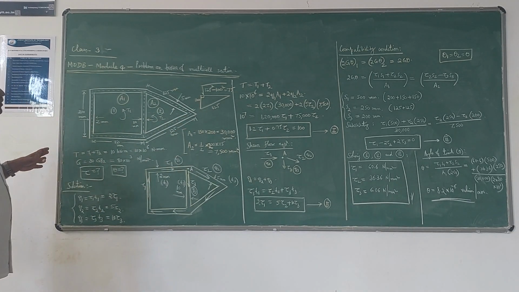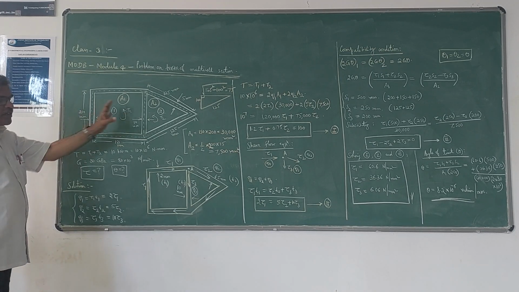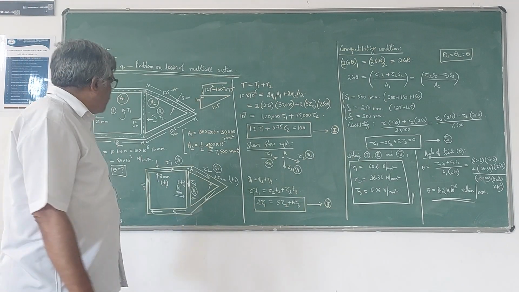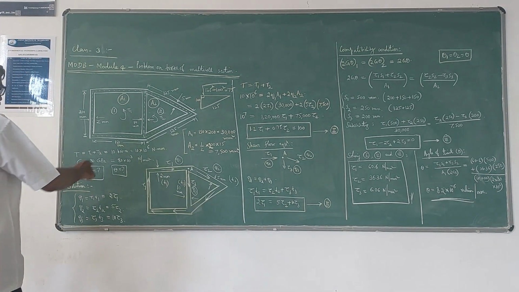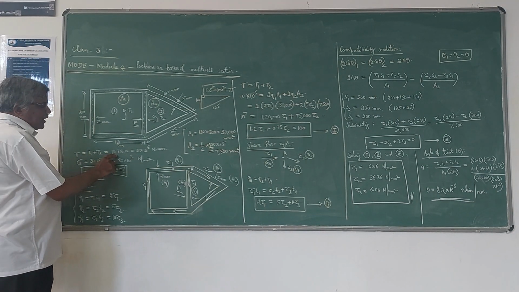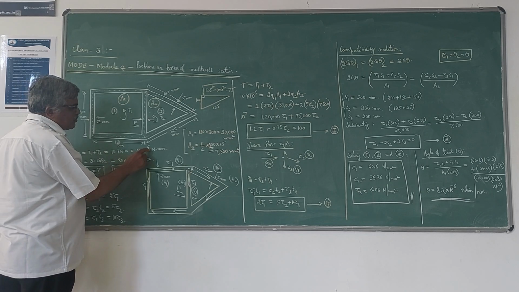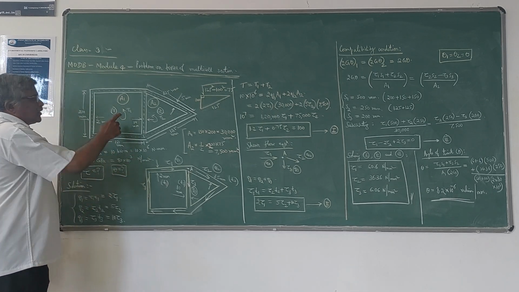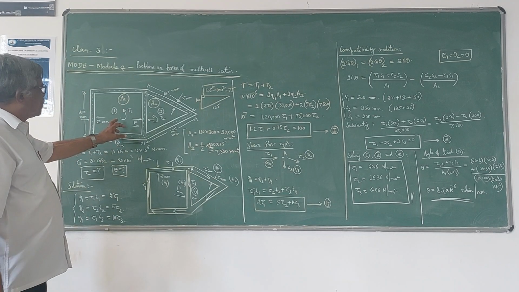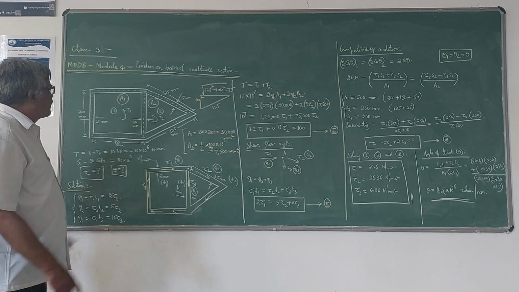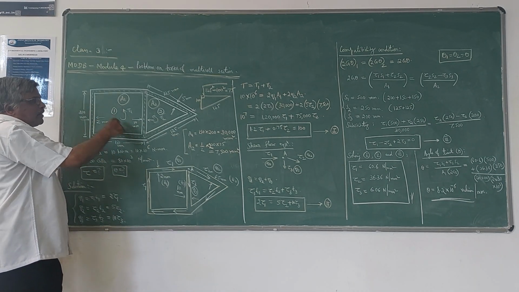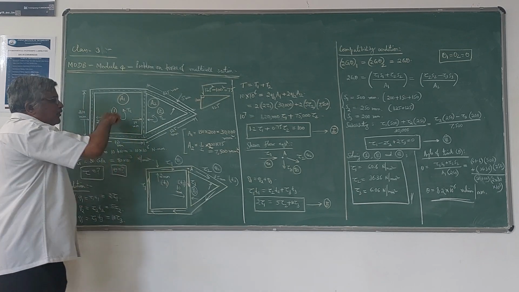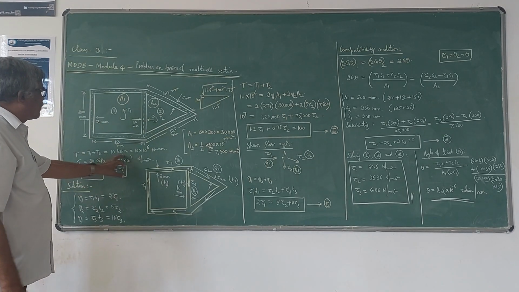Now in this problem he has given that this section is subjected to a torque of 10 kilonewton meter. Total torque is 10 kilonewton meter, that is 10 into 10 power 6 newton millimeter. So the total torque consists of two torques, T1 and T2. For the first cell, the torque is T1, for the second cell, torque is T2. The total torque is 10 kilonewton meter.